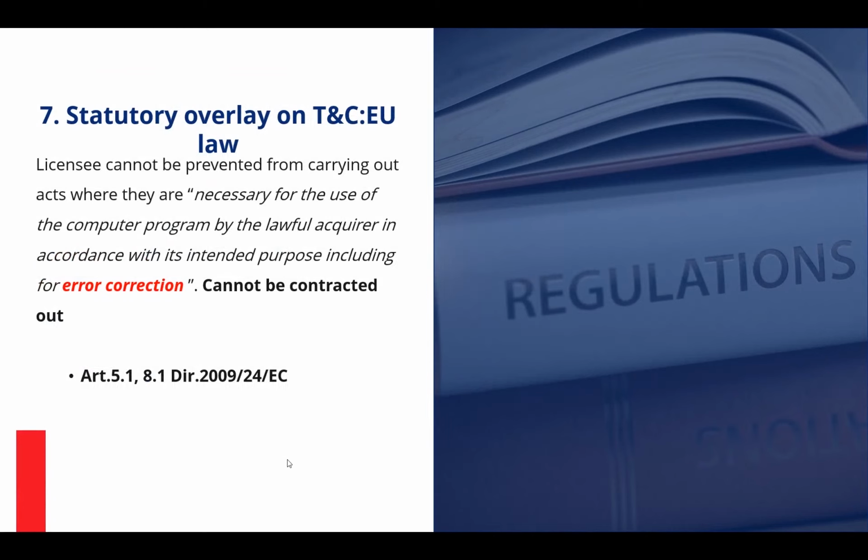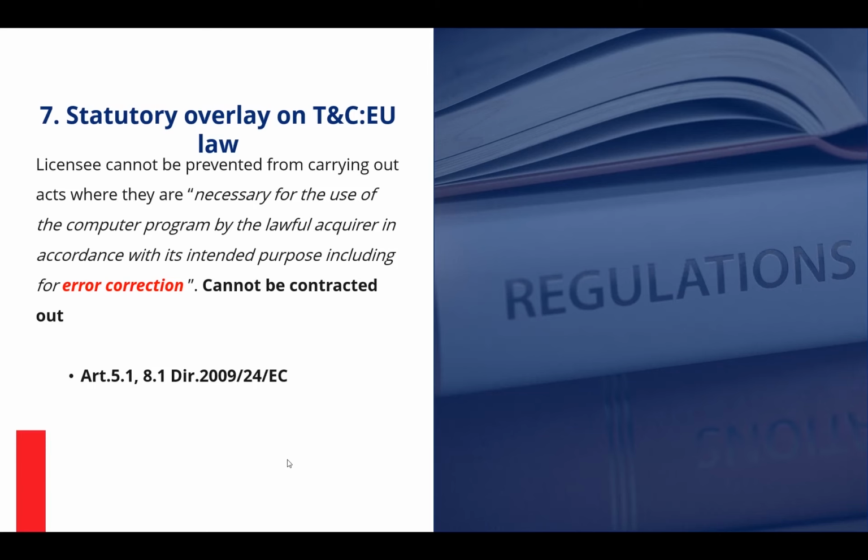But in most countries as well, we have an overlay of law on terms and conditions. One which a lot of people aren't aware of is that in European Union law, a licensee cannot be prevented from carrying out acts where they are necessary for the use of the computer program by the lawful acquirer in accordance with its intended purpose, including for error correction. And importantly, that cannot be contracted out. That's the software directive in the European Union.